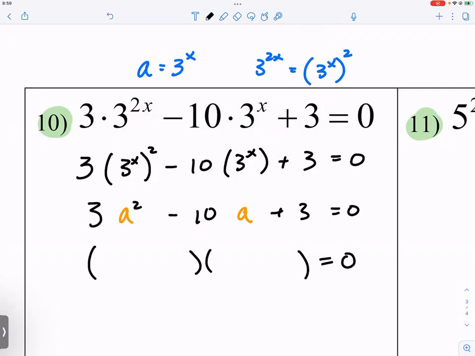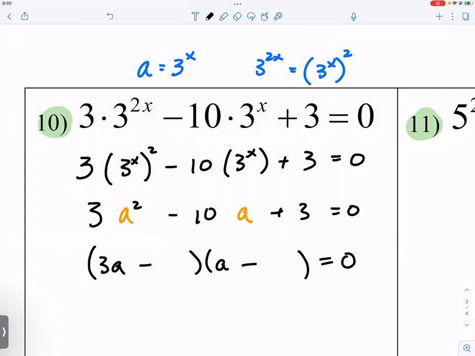We have to come up with something that makes 3a squared. So there's only one combination. It's got to be 3a times a. And then for the last digit, it's also 3, so it's 1 times 3. But we need to think about where we put the 1 and where we put the 3. The last sign right here is positive, but the one before it is negative, which indicates that both parentheses must have a negative sign.